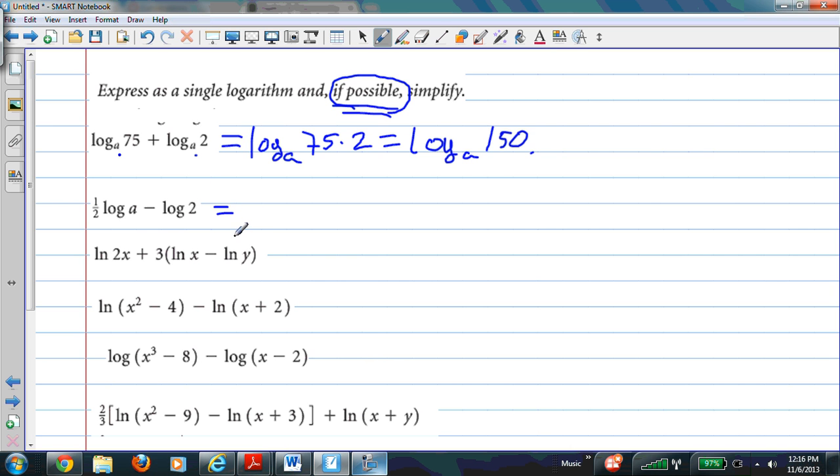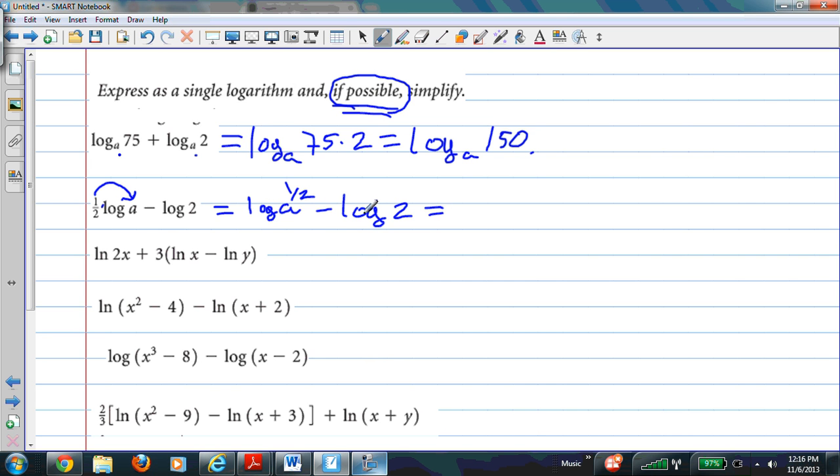All right, here's another example. 1/2 log of a minus log of 2. So here I have this 1/2. I need to get rid of that. So I can use the power rule. If I see a constant in front of the logarithm, it can be put back as an exponent. So this becomes log of a to the power 1/2 minus log of 2.